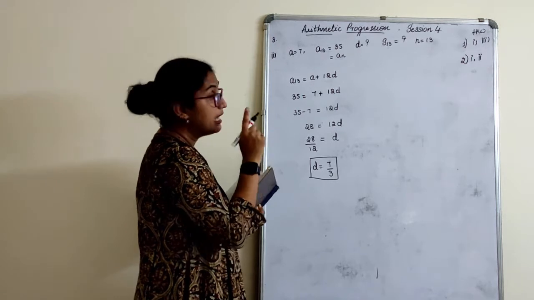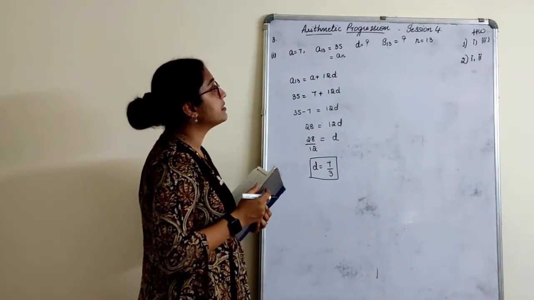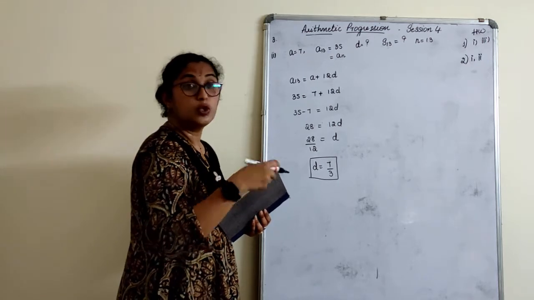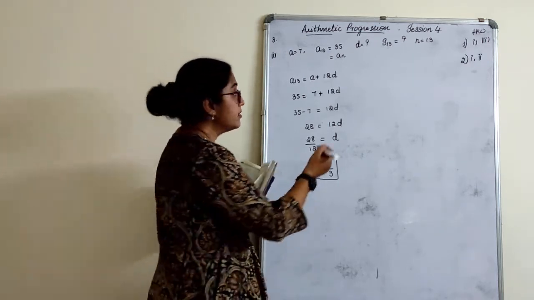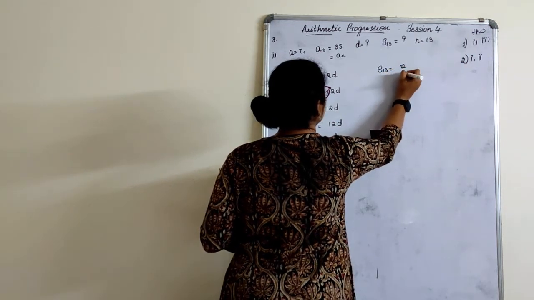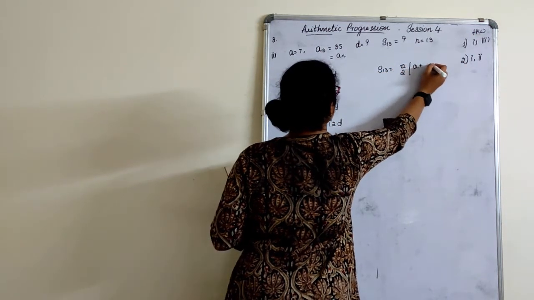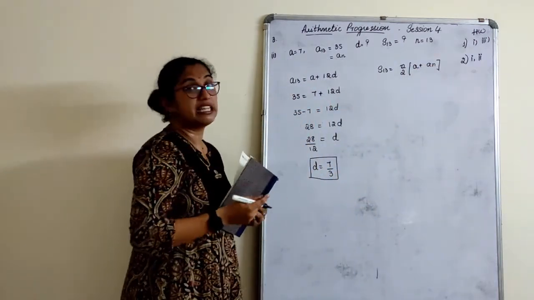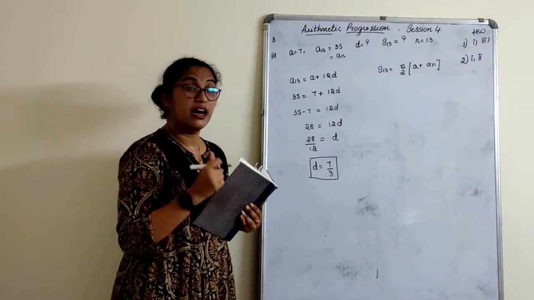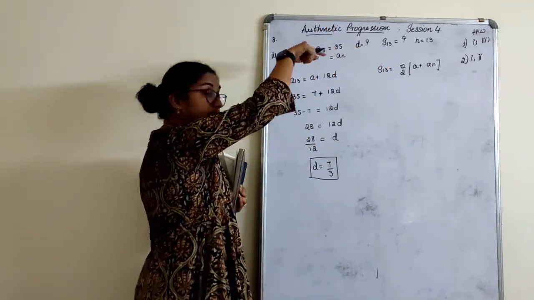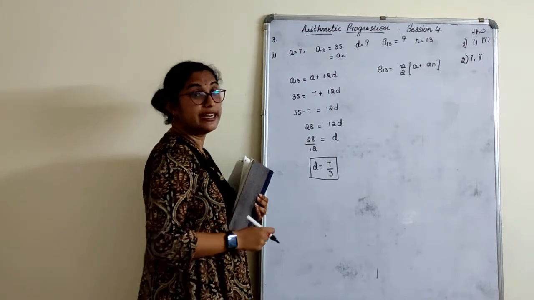We found out D. Our next aim is to find S13. How will you find S13? You have again two different things here. Use the usual formula and do it. Otherwise, S13 is equal to N by 2 of A plus An. But the thing is, you should know to identify the given A13 is An. How did we know? Sum to n terms is also S13, An is also A13. That is how we identify it.